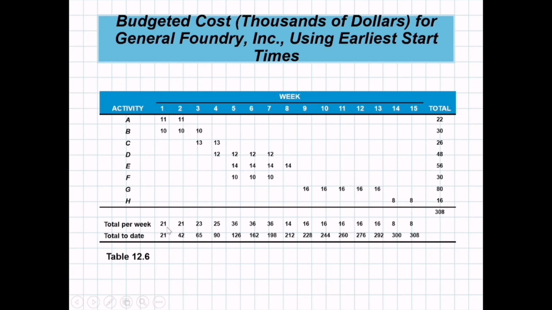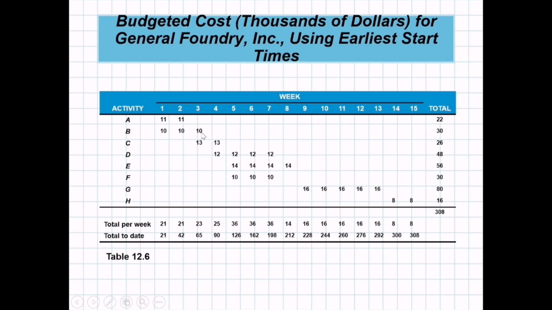And then, how much will we spend per week? For the first week, we will spend in week 1 $21,000: $11,000 for activity A, $10,000 for activity B, so that makes it 21. Week 2 is still the same. And then total to date, this is the running balance. So this is per week, and this is the running balance. So week 1, 21, week 2, 21. So how do we get the total to date? 21 carries over. Then total to date at week 2 is 21 plus 21, 42. That is the total to date.